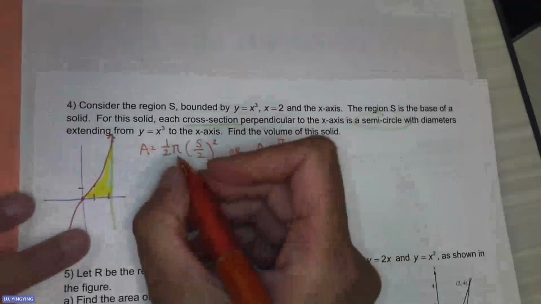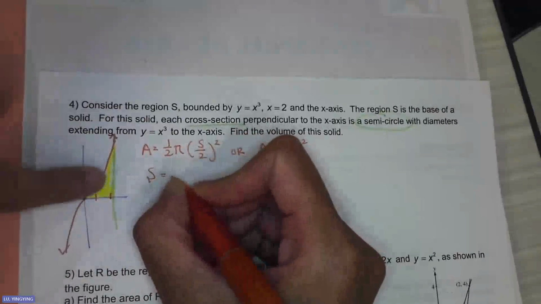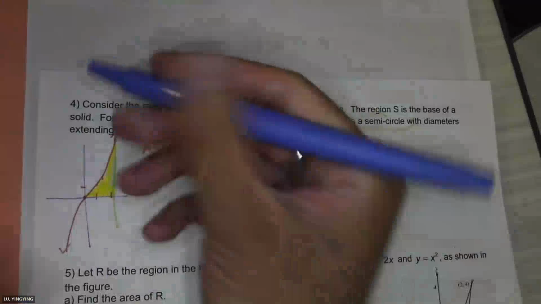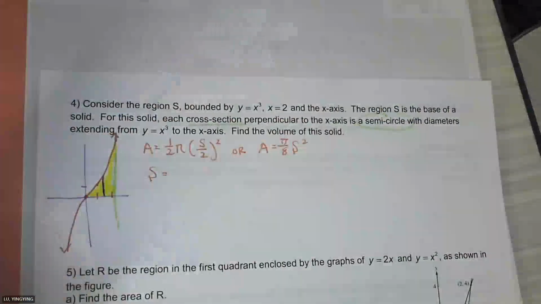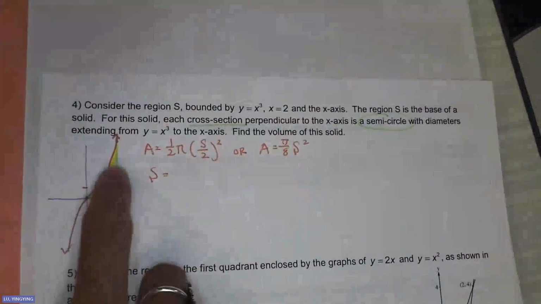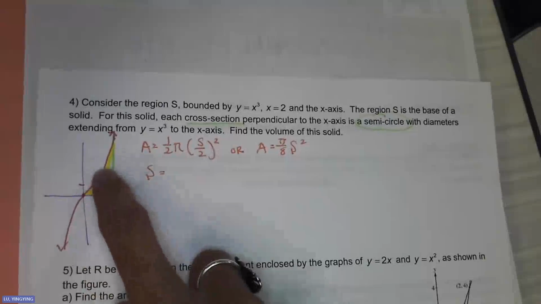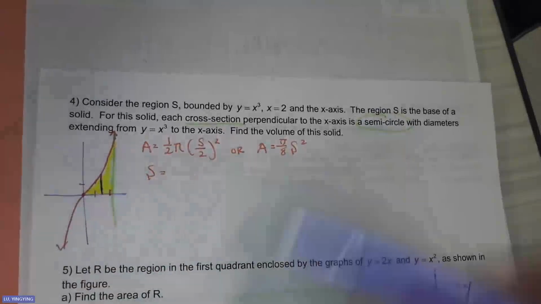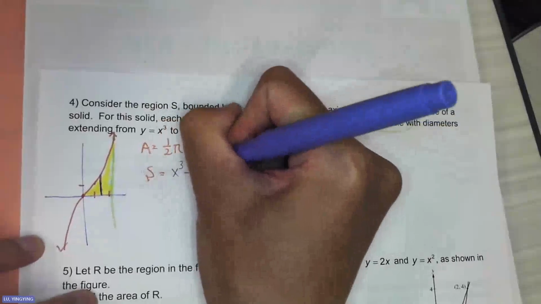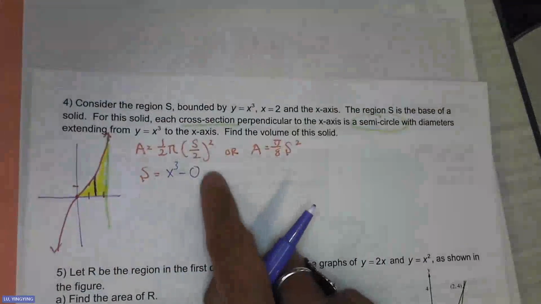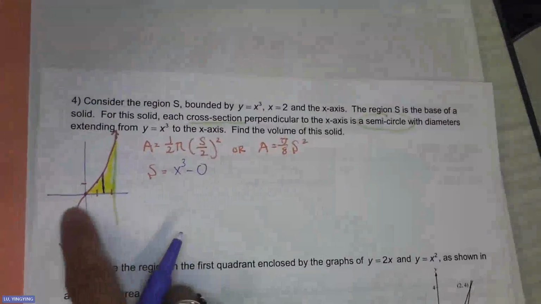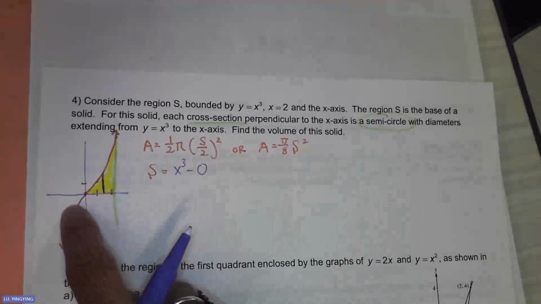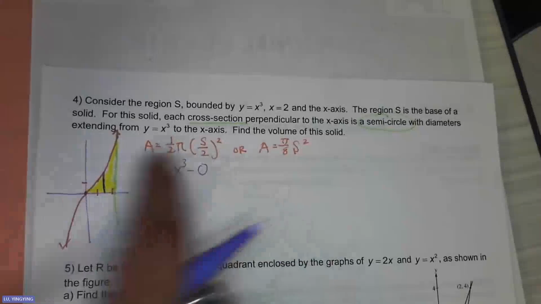What is s? S is top minus bottom in this case, which is what? What's s? Yes. Oh, no, not minus 2. Wait. Top is x cubed minus 0. Yeah. Top minus bottom, right? It's x cubed minus 0. Do you have to write minus 0? You don't have to. But again, I recommend it because what if you are not bounded by y equals 0? What if you're bounded by y equals 1? You need to do that top minus bottom all the time.